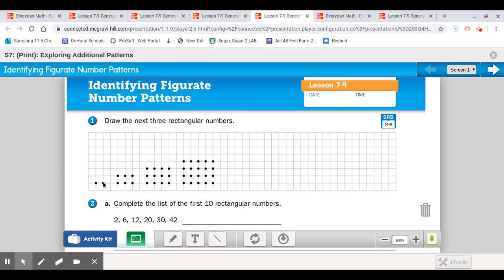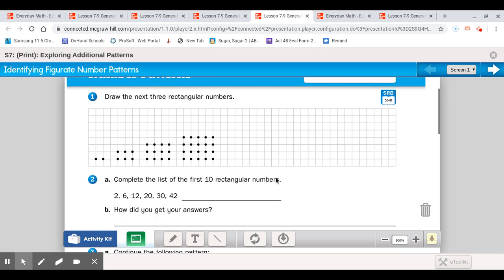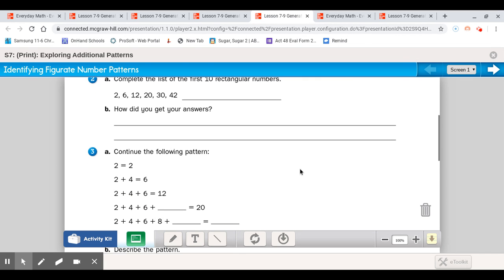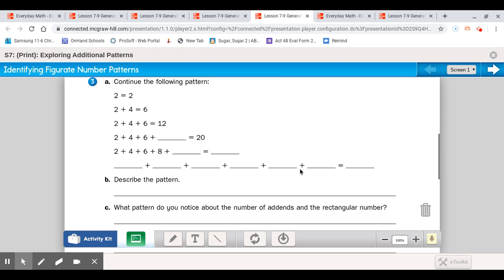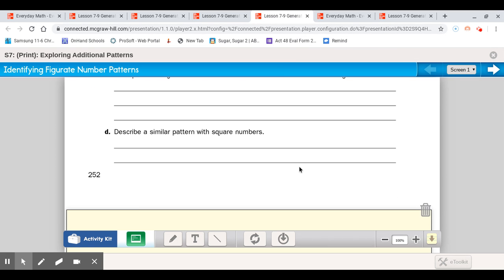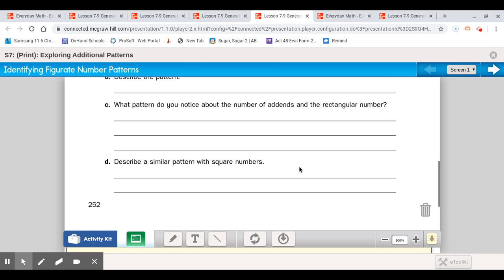This one is 1 row and it has 2 columns. So on this one, when we move over, this one has 2 rows and 3 columns, 3 rows and 4 columns, 4 rows and 5 columns. So go ahead and draw the next 3. And then go ahead and complete the answer for this. You're going to be able to use your drawing from up above, complete these patterns, answer those questions. Go ahead and pause the video while you finish the page, and then your answers will be coming up.